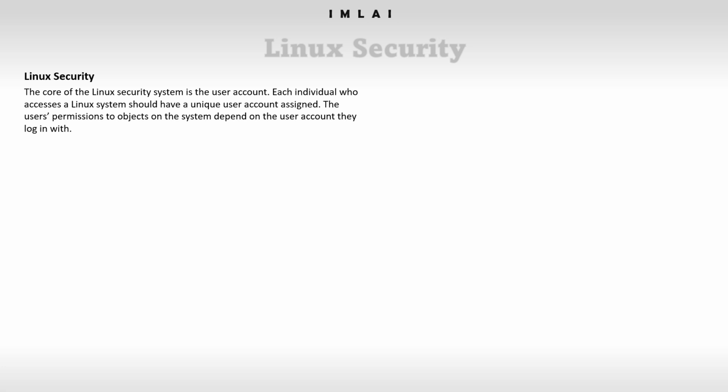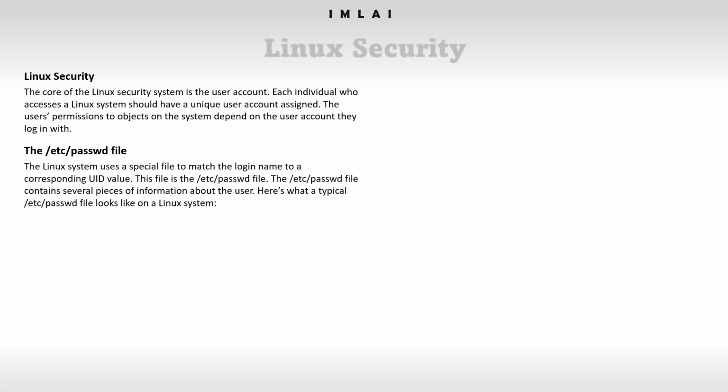Each individual who accesses a Linux system should have a unique user account assigned. The user's permissions to objects on the system depend on the user account they log in with. The Linux system uses special files to match the login name to a corresponding UID value. So this file is the /etc/passwd file. The /etc/passwd file contains several pieces of information about the user. So here is what a typical /etc/passwd file looks like on a Linux system.